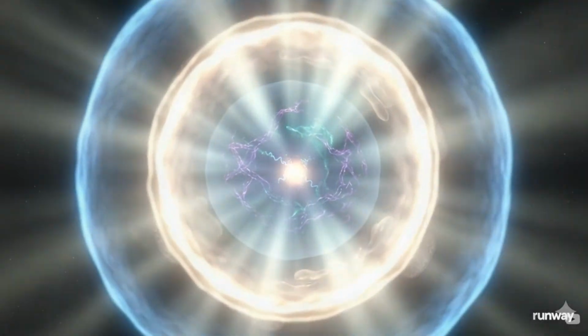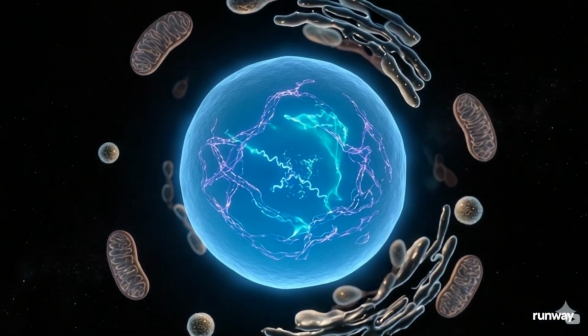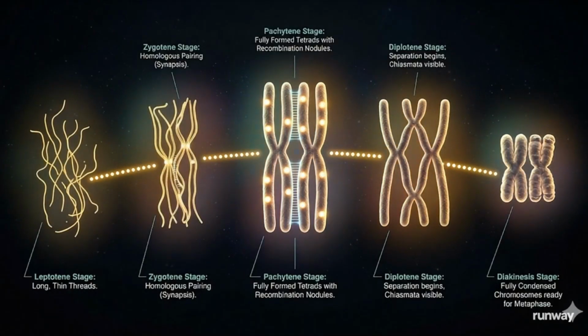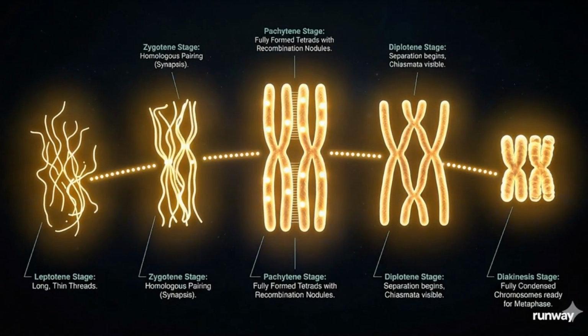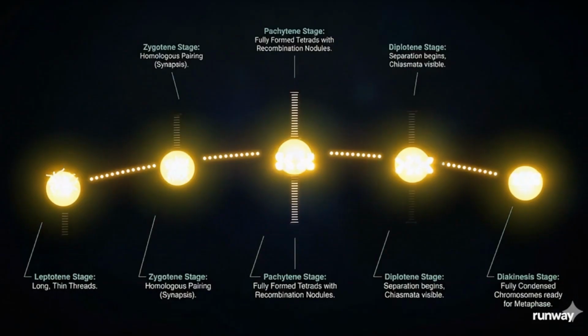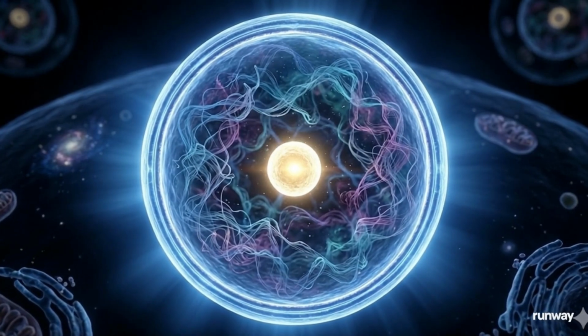Welcome. Today we explore one of the most intricate events in cell biology, prophase 1, the opening act of meiosis. Unlike the prophase of mitosis, this phase is remarkably long and complex. In fact, it is subdivided into 5 distinct stages, each with its own chromosomal choreography: leptotene, zygotene, pachytene, diplotene, and diakinesis. Let's walk through them one by one.